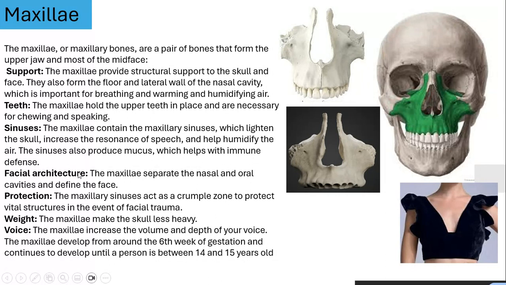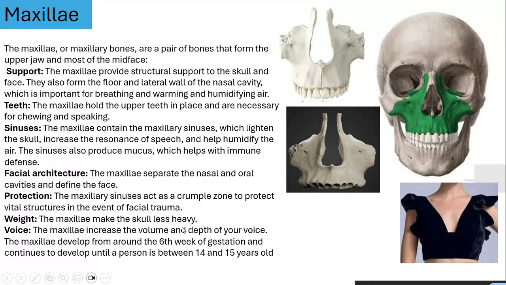The facial architecture, it helps with the framework. The maxilla separate the nasal and the oral cavities and define the face, right? Protection. The maxillary sinuses act as a crumple zone to protect vital structures in the event of facial trauma. Weight. The maxilla make the skull less heavy. Voice. The maxillae increase the volume and depth of your voice.